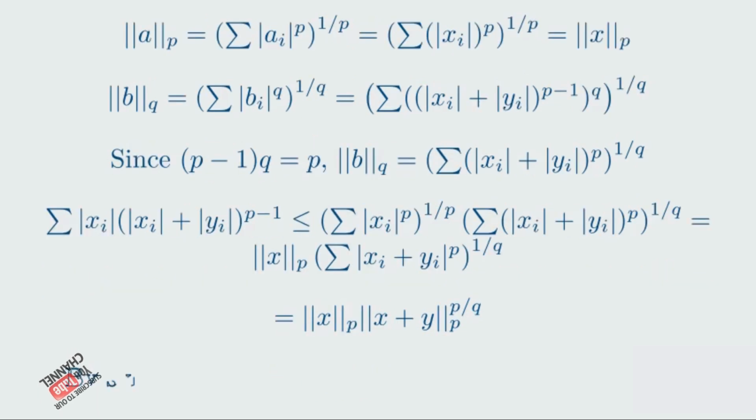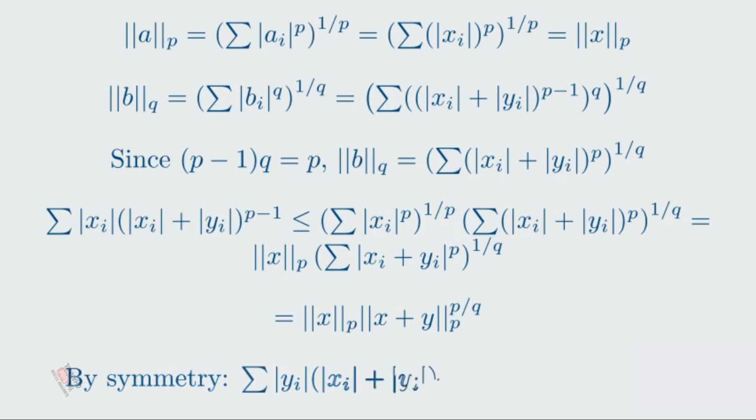And crucially, by symmetry, we can do the exact same thing for the second sum. It will be bounded by the p norm of y times the same term, ‖x + y‖_p to the power of p/q. These two results are the final pieces of the puzzle. Now we can assemble them.